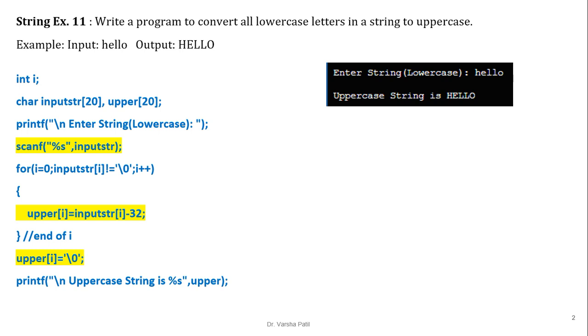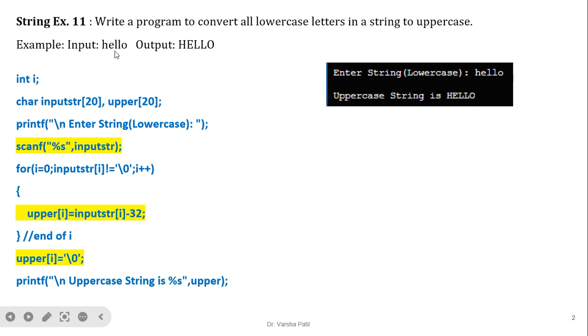Exercise number 11. Write a program to convert all lowercase letters in a string to uppercase. If the example input is hello, then the output should be capital HELLO. For this program we just require to work with ASCII. The small letters a to z start with 97 and capital A starts with 65. So what is that difference? 32. So we require to do either addition or subtraction.